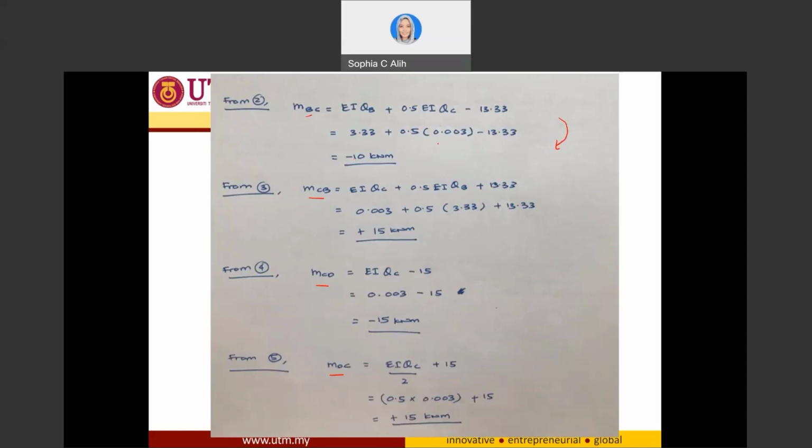So for MBC, the direction of my moment should be counterclockwise. And this one is similar to the one that I assumed. It is positive, so it is clockwise direction. And this one is negative, so it should be counterclockwise. And this one is positive, so it should be clockwise direction. This is the time when I have to update the direction of the moment based on what I have already calculated before.